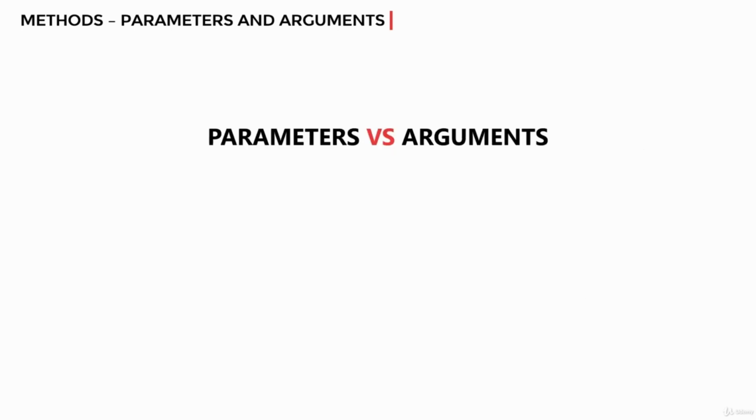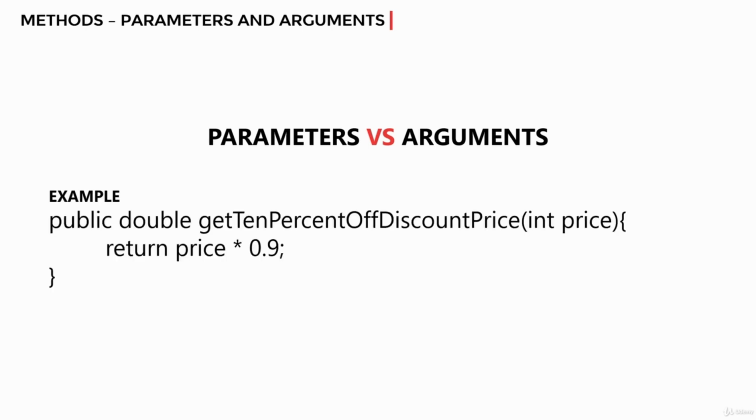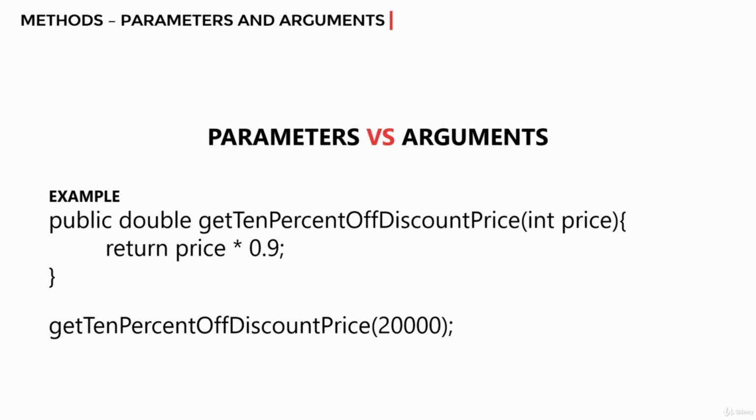Now let's see what the difference is between parameters and arguments. We have a defined function here and a case where we call the function. When a parameter is passed to the method, it is called an argument. So from the example here, int price is a parameter while 20,000 is an argument. Note that when you're working with multiple parameters, the method call must have the same number of arguments as there are parameters, and the arguments must be passed in the same order.